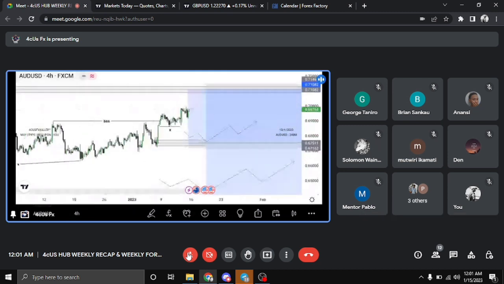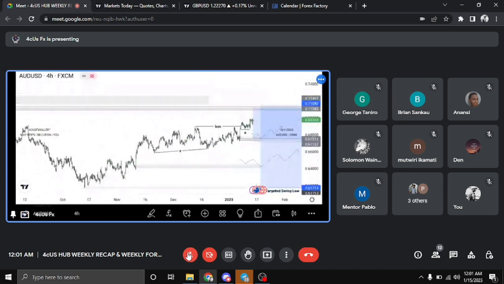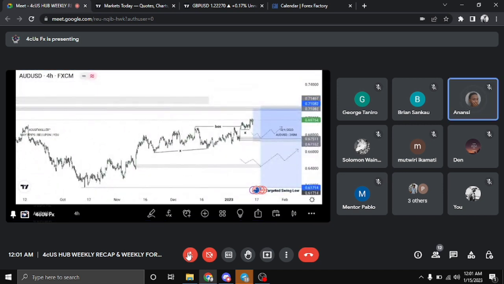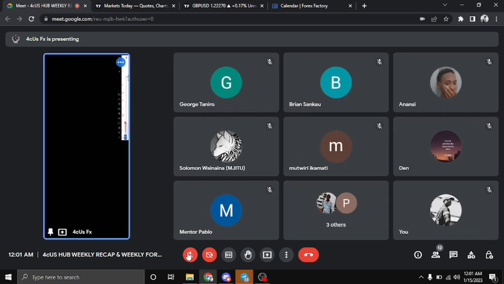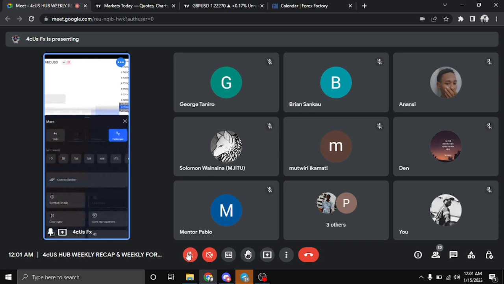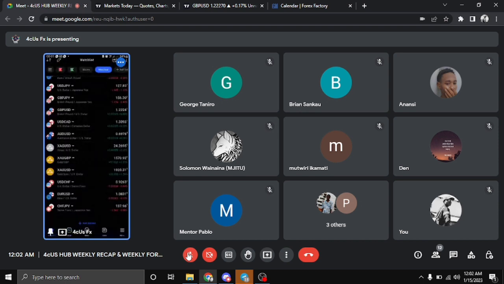Mso wangu wa AUD USD tuko sawa mpaka saa hizi? Tuko poa. Sawa. USD I think ni hizo tu zenye nitaguzia. Wait a minute. Who are you?